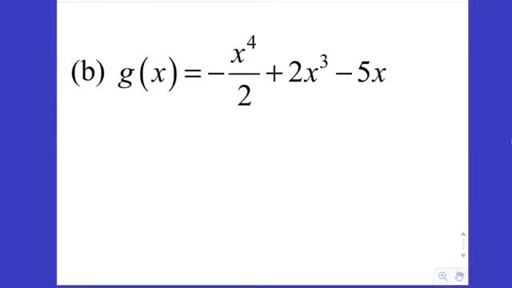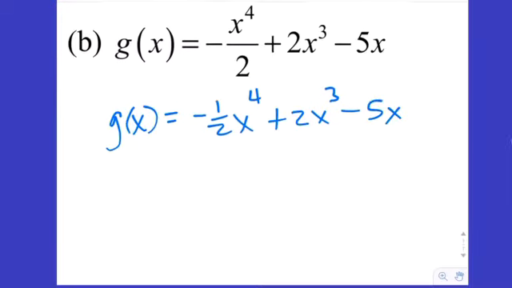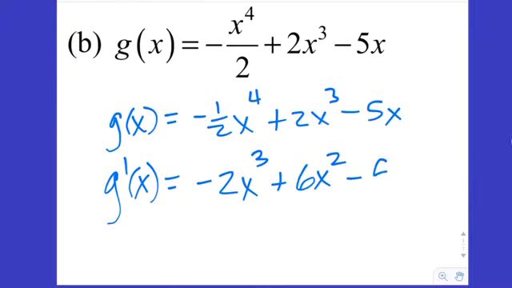So I'll go ahead and take the line, although you probably could do it without. That's negative 1/2 x to the fourth plus 2x cubed minus 5x. And now all three of them are ready to go. Now I'll go to g prime. And I get negative 2, 4 times negative 1/2 is negative 2. X to the 4 minus 1 is 3. Plus 3 times 2 is 6. Subtract 1, you get 2 minus 5. Okay? There you go.